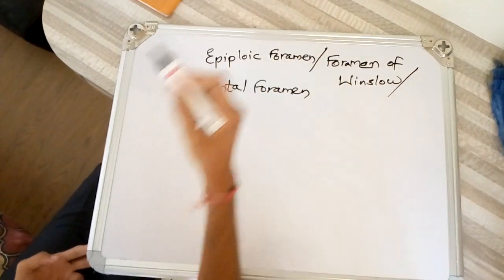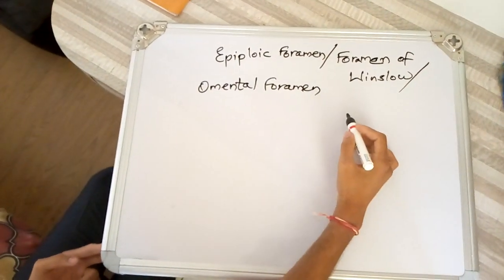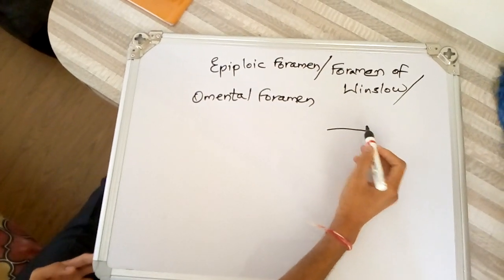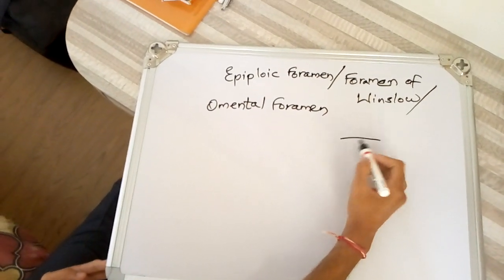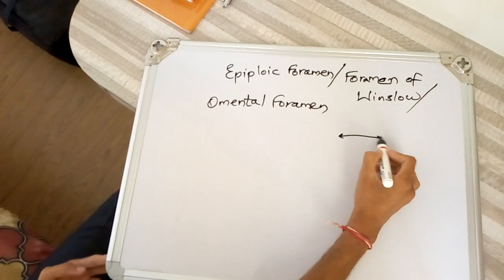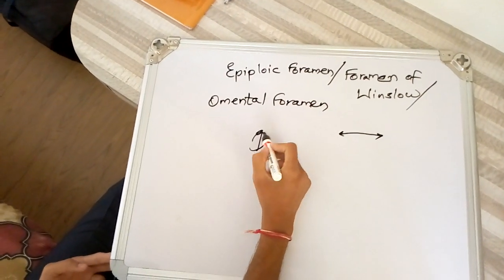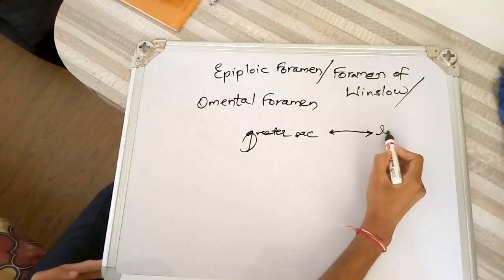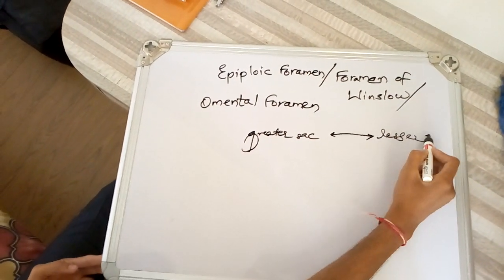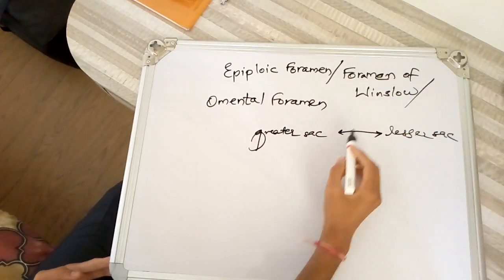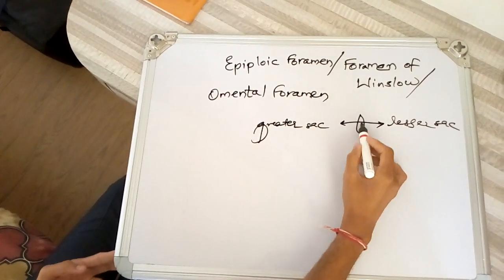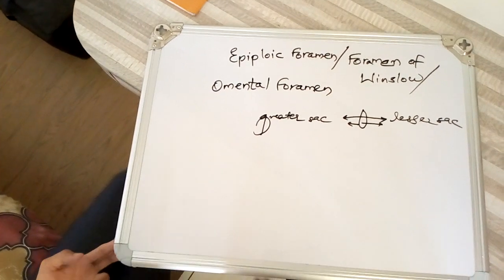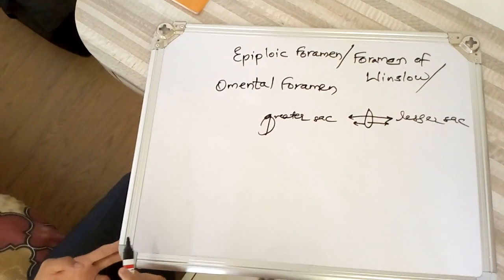What is this epiploic foramen? It is the continuation or the connection, you can say, between the greater sac and lesser sac of the abdominal cavity. So it is that connection through which these two sacs communicate with each other.